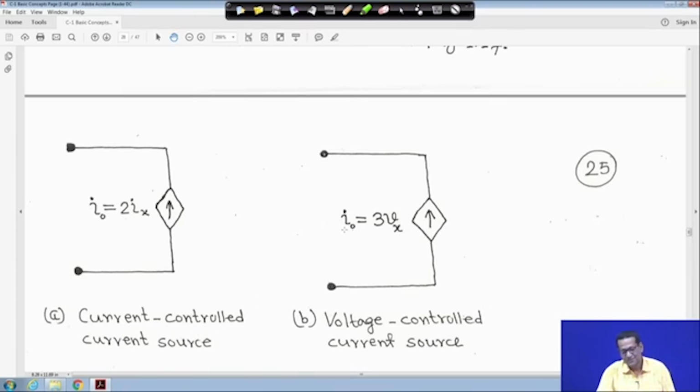Similarly, when I0 is 3 Vx, it is a voltage controlled current source, because this I0 is a function of the voltage Vx. And this Vx may be the voltage across some branch x. I have taken 3 here, it may be 1, 2, 3, 4, it does not matter, this is also called the gain parameter. So I0 is equal to 3 Vx, and this is the voltage controlled current source.